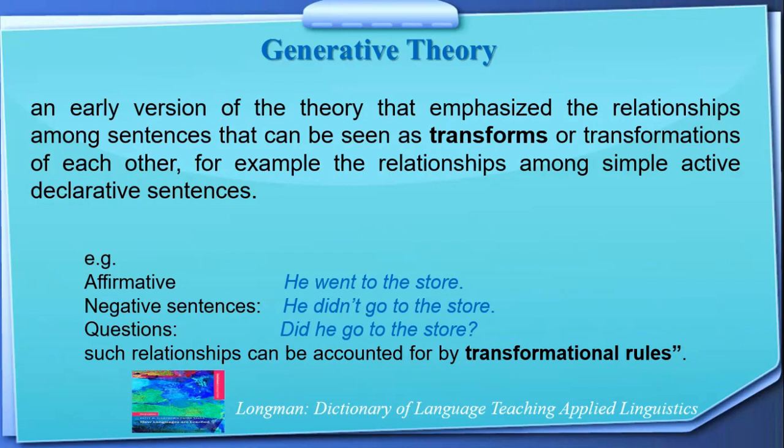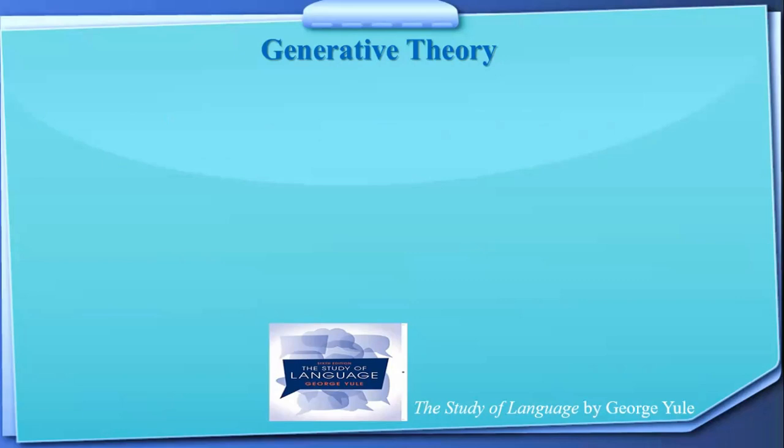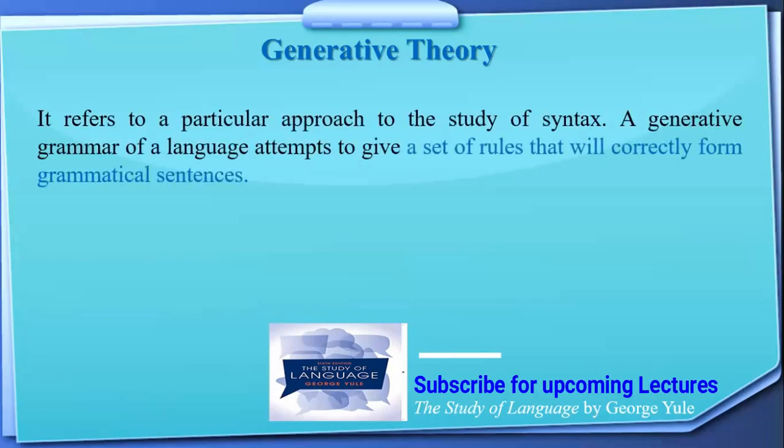When we talk about generative theory, its early version is related to transformational grammar, as explained here. When we talk about generative grammar in The Study of Language by George Yule, it refers to a particular approach to the study of syntax. So we are basically talking about the study of sentences, how we make a sentence and what the rules and principles of making a sentence are.